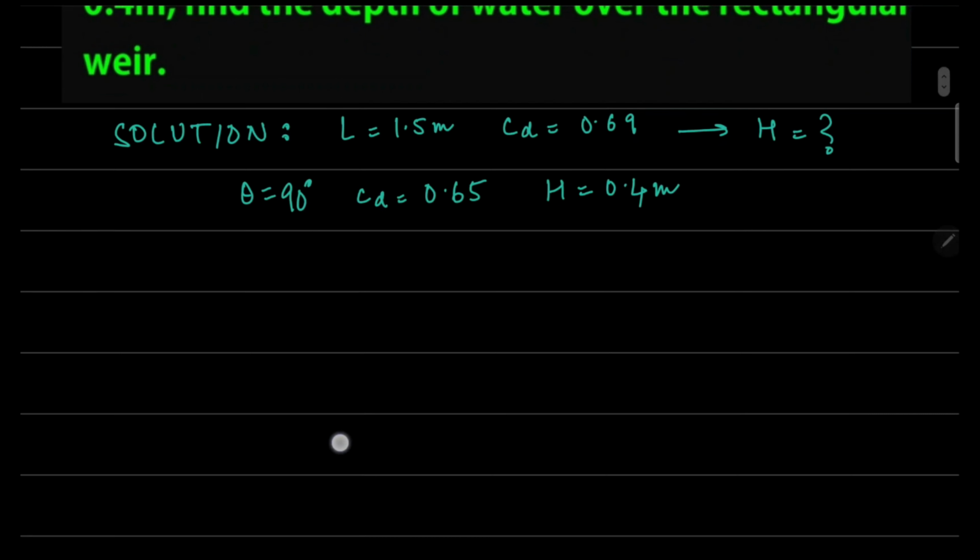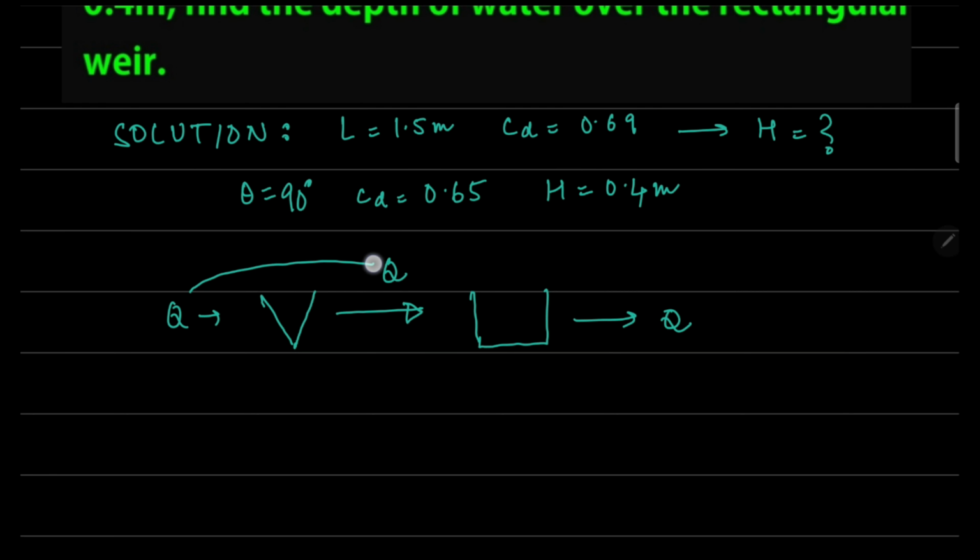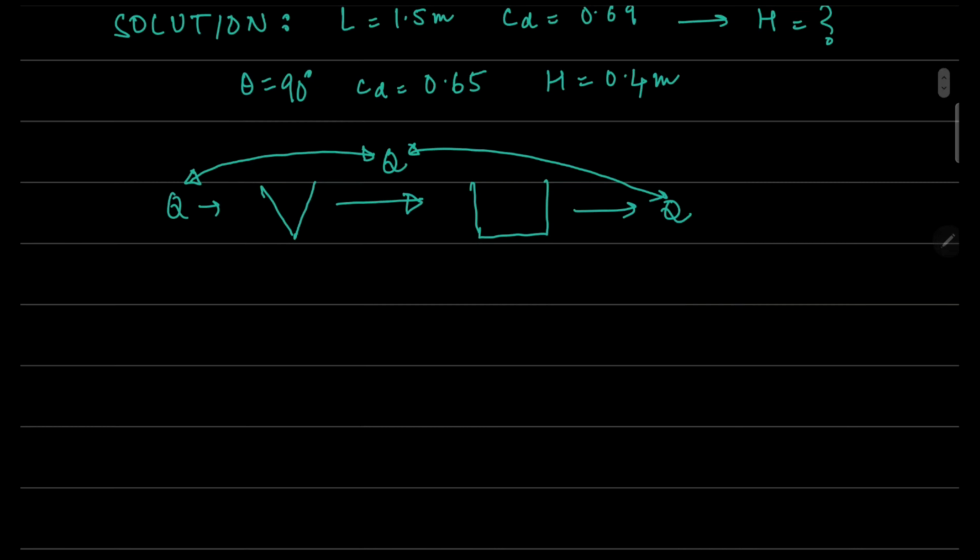Here the scenario is such that first a triangular weir is there, and the same discharge passes over it, and then it goes through a rectangular weir. So the same Q discharge will be there. This is the quantity that we have to equate from the two different shapes of weirs.